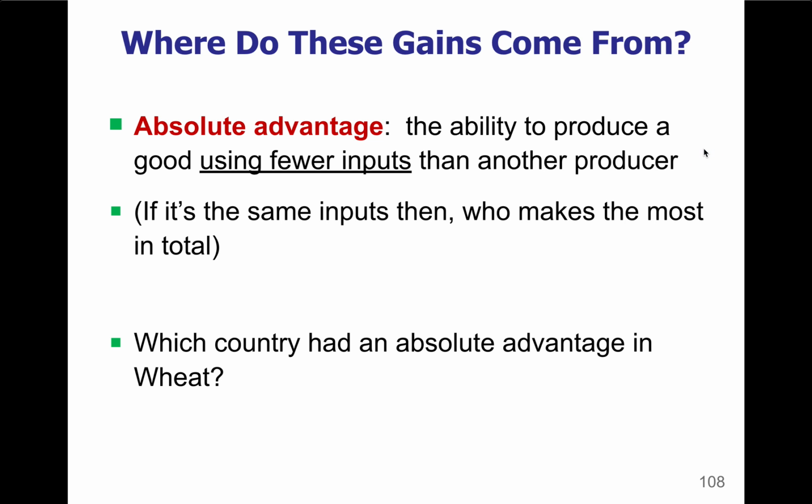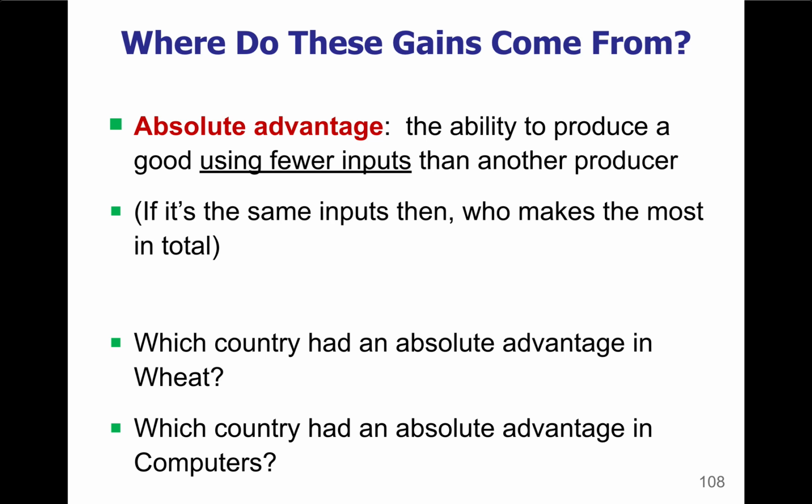So in our wheat and computers example from Japan and the US, which country had an absolute advantage in producing wheat? Hopefully you said the United States. It took the United States 10 labor hours in order to make wheat. It took Japan 25. So we used less inputs than they did.